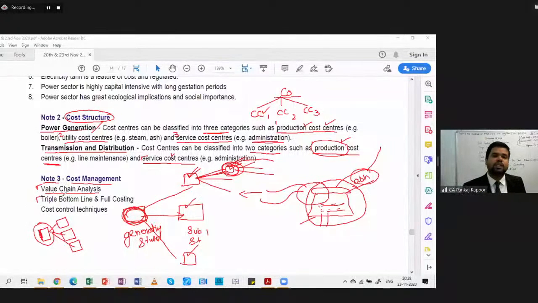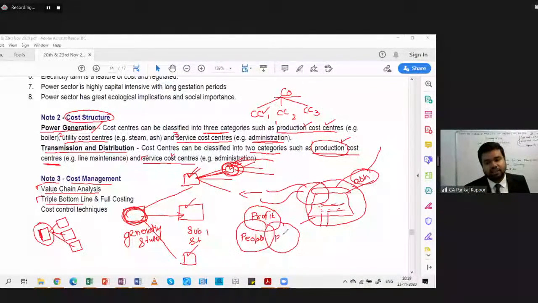Okay. Moving further, the triple bottom line. What is the triple bottom line, friends? Please try to understand. Profit is considered a bottom line, but you should not consider only profit as a measure of your performance. Apart from profit, you must also consider the people and the planet. If you are working in only one of these areas, your business is not sustainable.